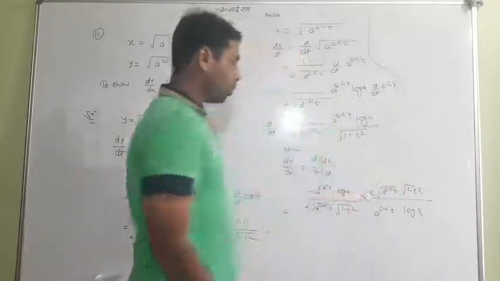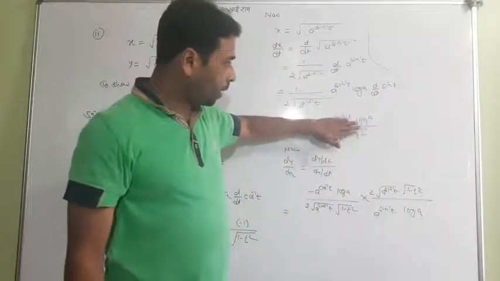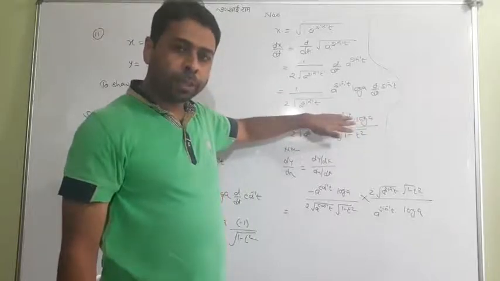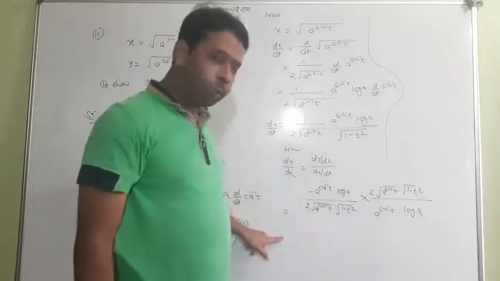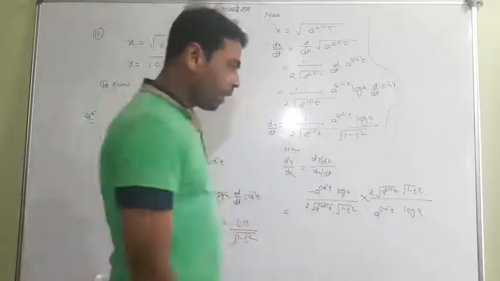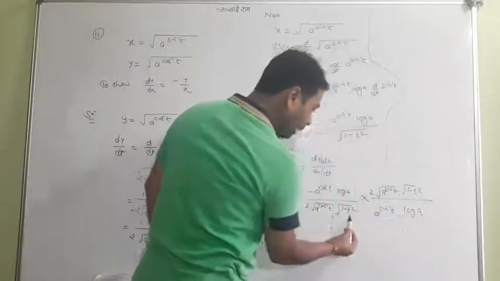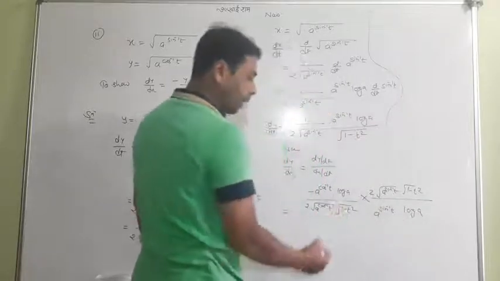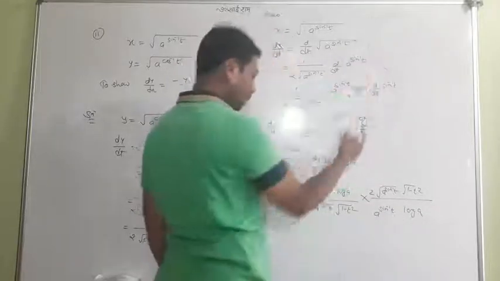This is nothing special, I only managed this term properly. It was actually a division, but I used a multiplication. I reversed this term. So after that, what will happen? Look properly. These two terms will cancel. 2 and 2 will cancel, and log a cancels. So the remaining term is here.